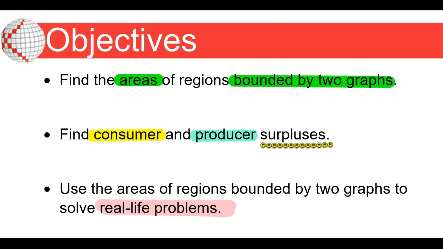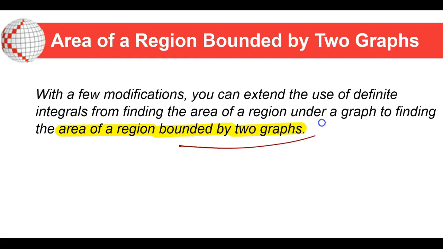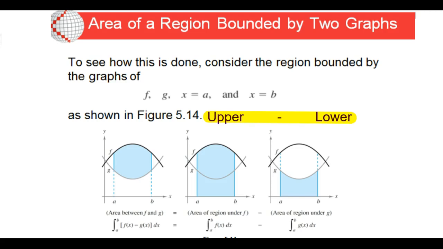So the area is bounded by the two graphs, consumer and producer surpluses, and some application problems. So again, area bounded between two graphs.